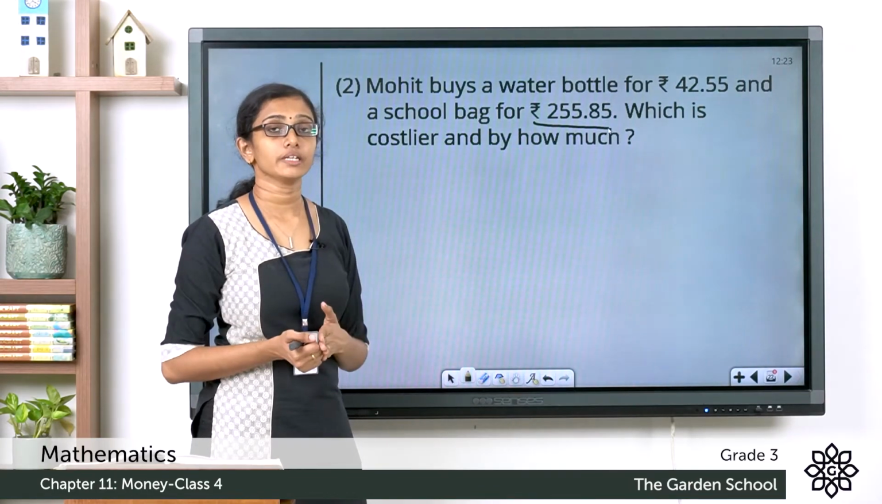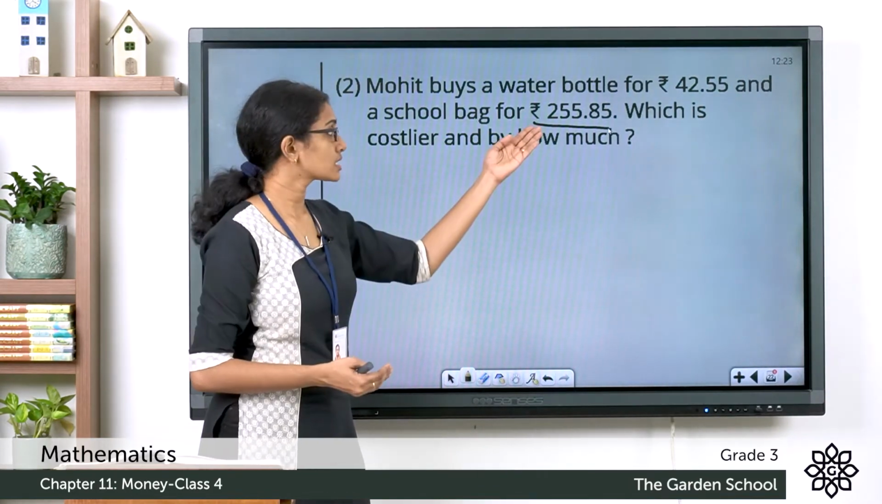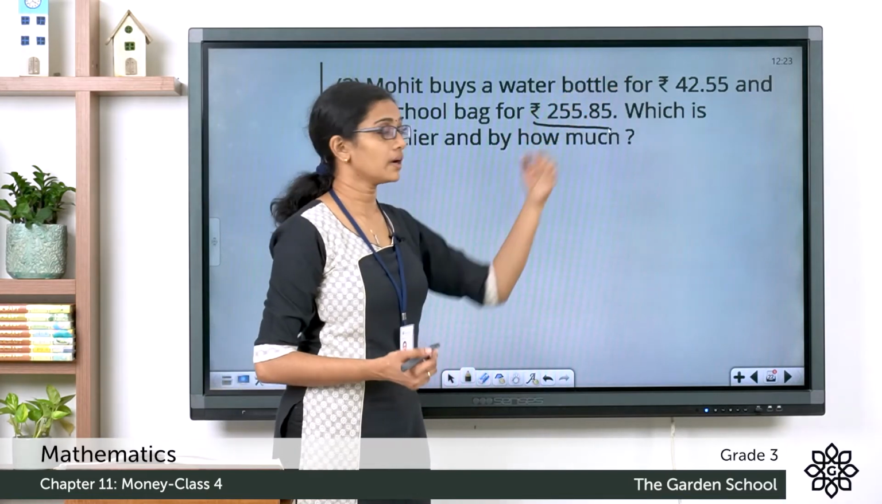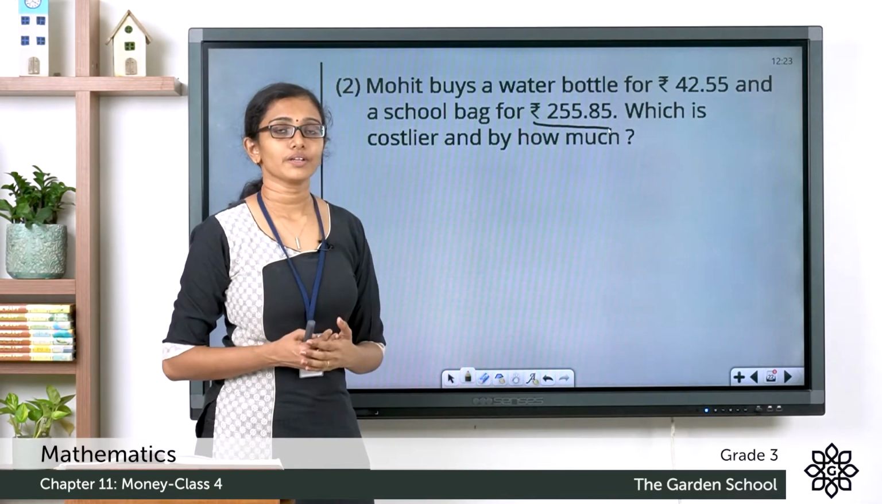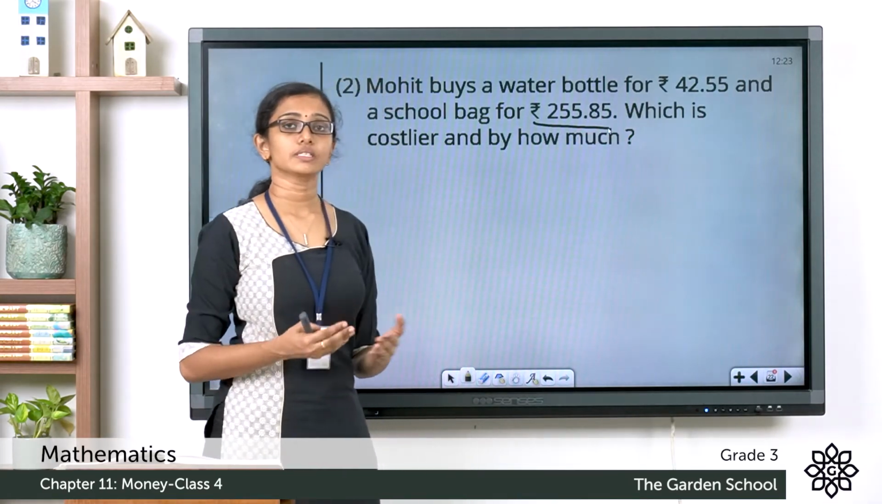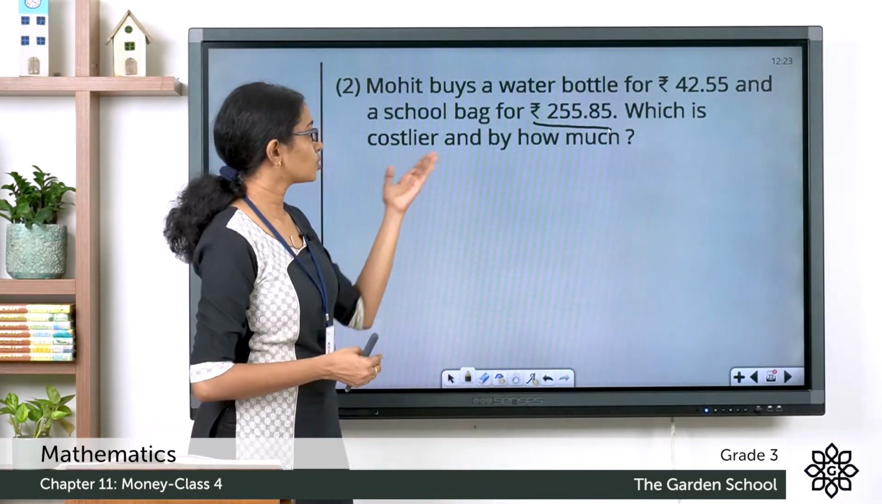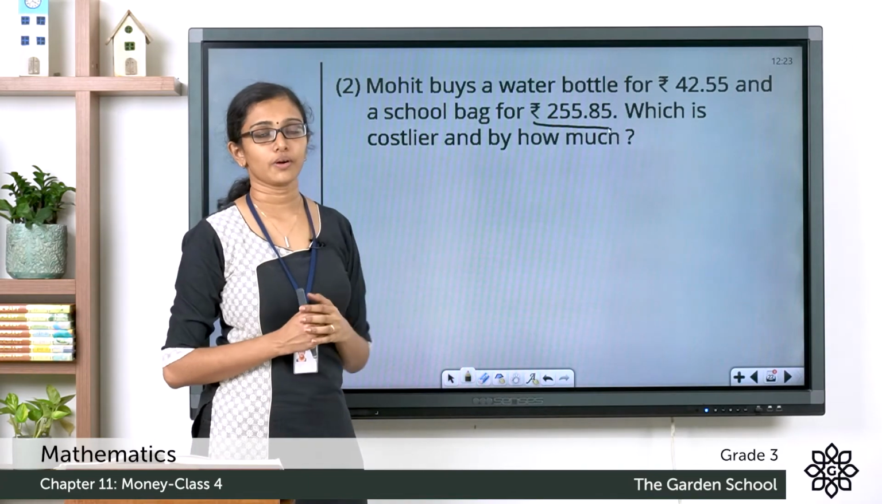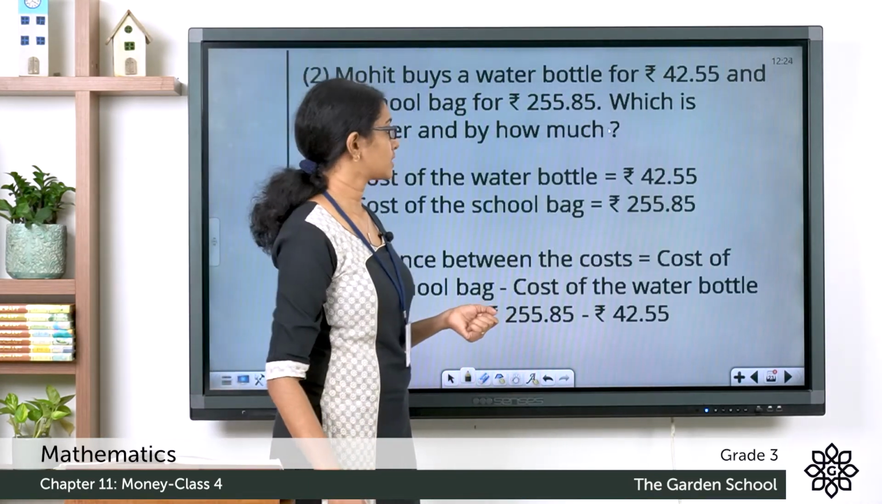And how do we find out by how much amount this amount is more than this one? How can we find out that? Just subtract the two amounts and we'll see by how much amount the school bag is costlier than the water bottle. So let's see the steps.